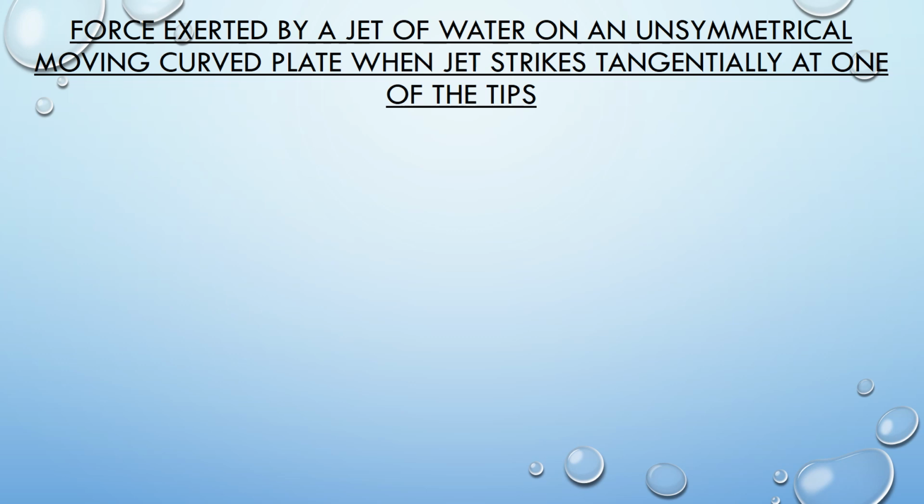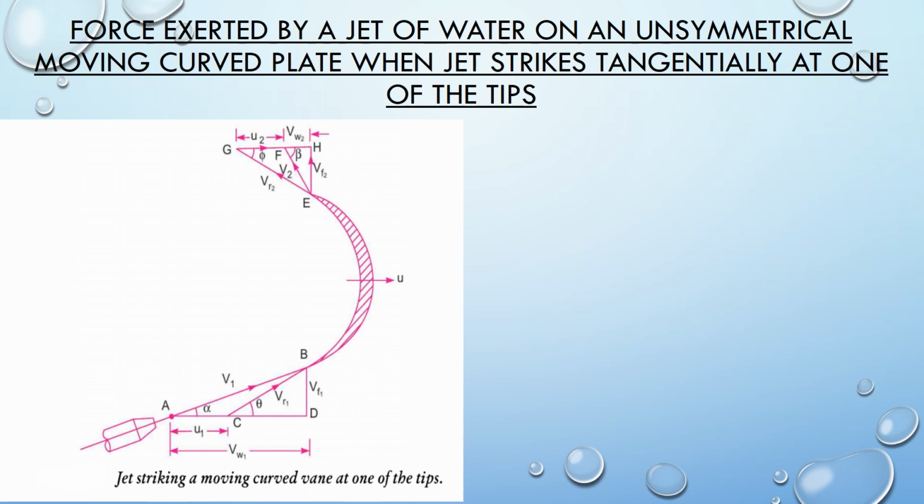Here the figure shows a jet of water striking a moving curved plate. This moving curved plate is also called a vane, and in the coming lectures we will be giving it the name vane. Here the jet of water is striking the vane tangentially at one of the tips, as you can see in this figure. As the jet strikes tangentially, the loss of energy due to impact of the jet will be zero. Because the vane is designed like this, there will be no loss, since it is hitting tangentially at one of the tips.